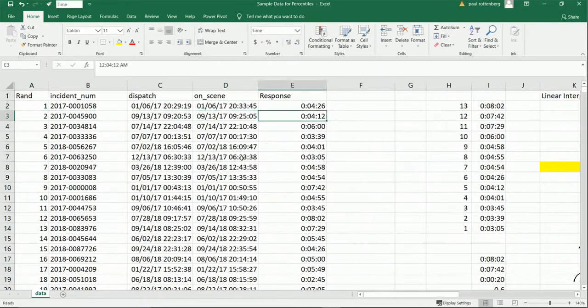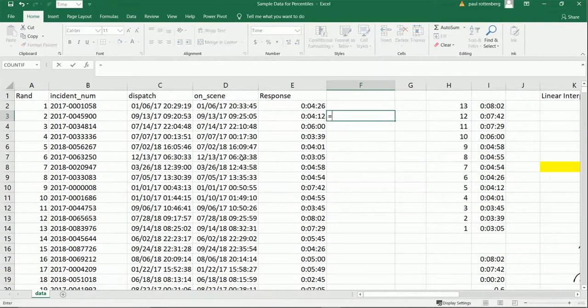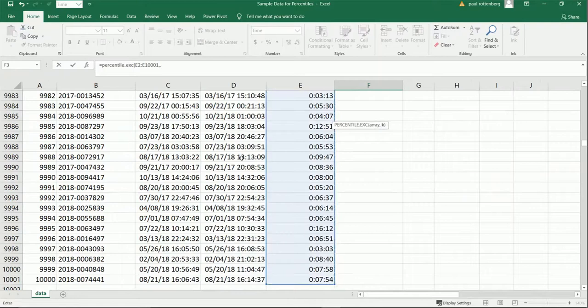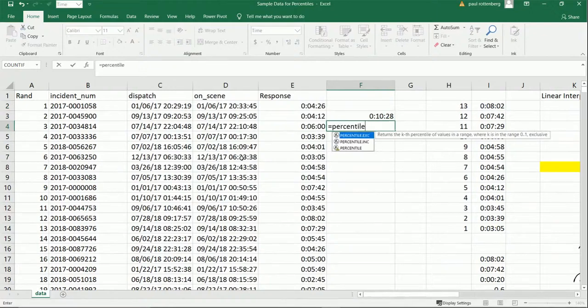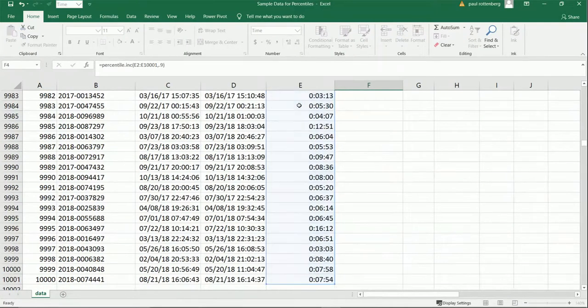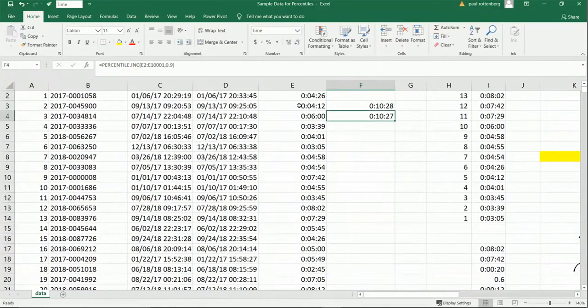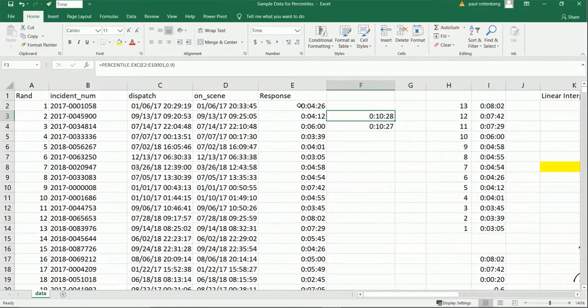But if we were to look at, for example, all of these 10,000 response times, I could say equal sign percentile.exc, left parentheses, block all 10,000 of these, and put in 0.9, and I get 1228. And if I go equal sign percentile.inc, left parentheses, and I block all these values and I put in 0.9, I'm going to get the same answer. Well, pretty darn close. That's just a mathematical quirk that they came off a little bit different. In fact, it's almost certainly a rounding issue.